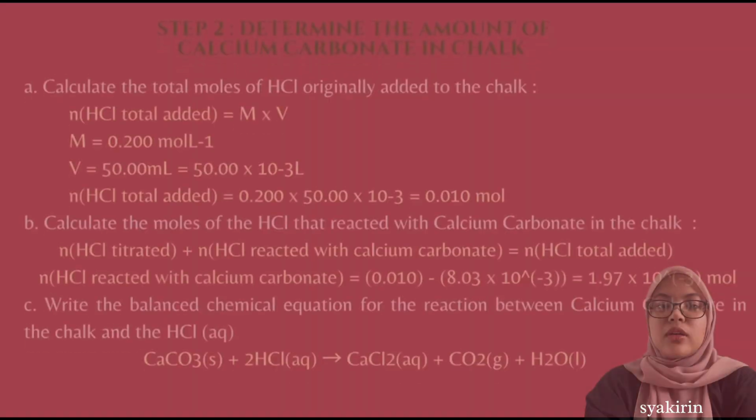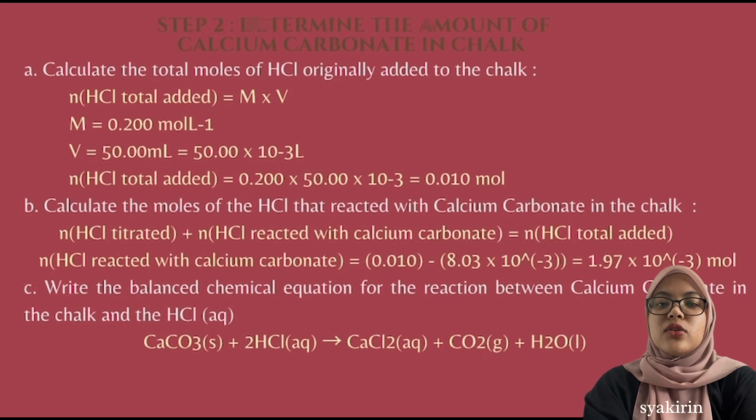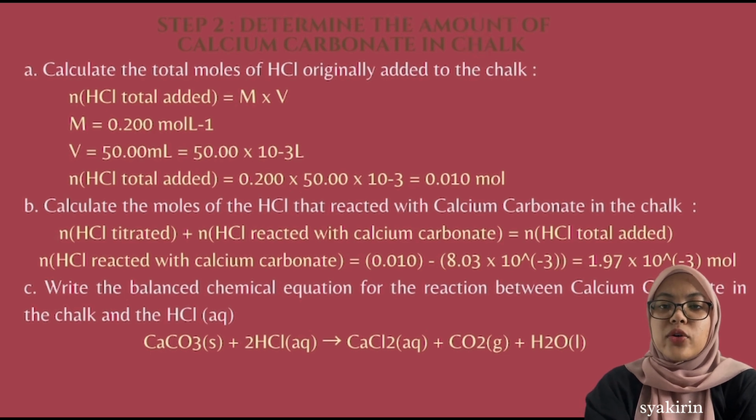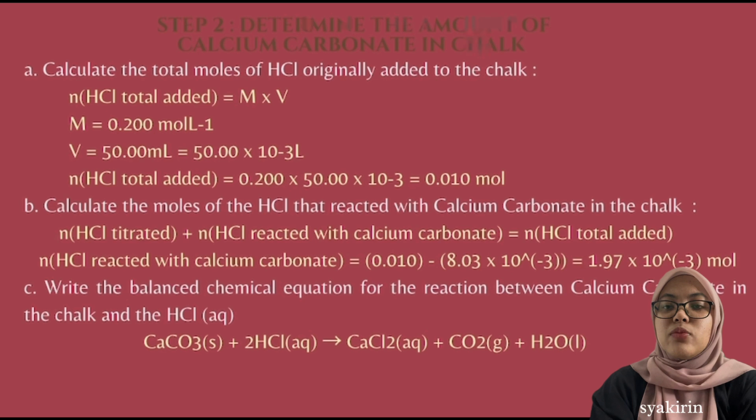For step 2, we need to find the total moles of HCl that was originally added to the chalk, which is 0.010 mole, and then calculate the moles of the HCl that reacted with calcium carbonate in the chalk by using the formula that has been shown in the slide. And we will get 1.97 times 10 to the power of negative 3 mole.